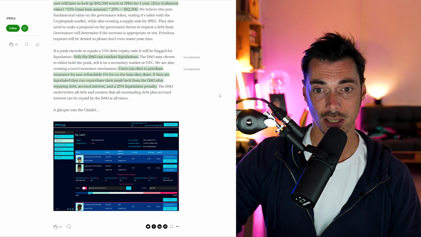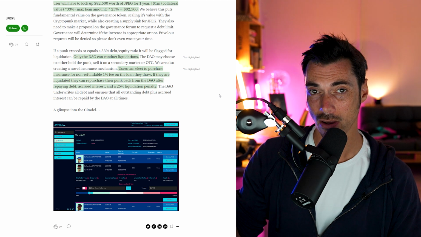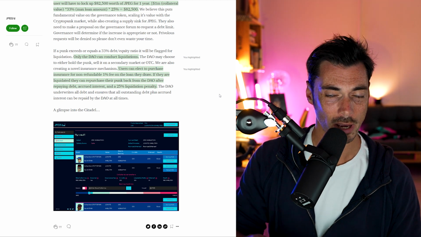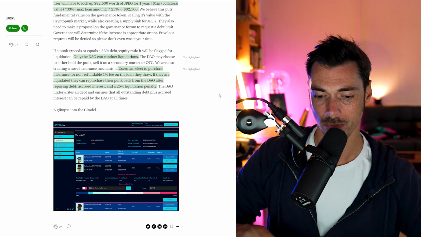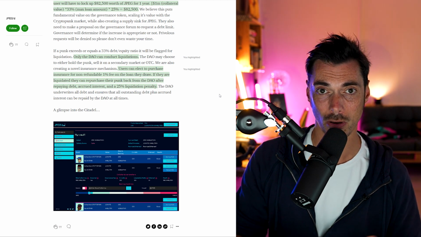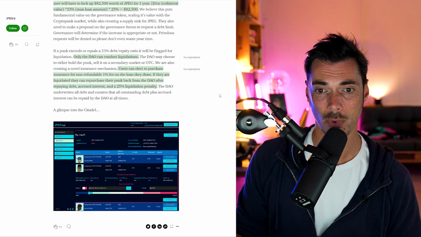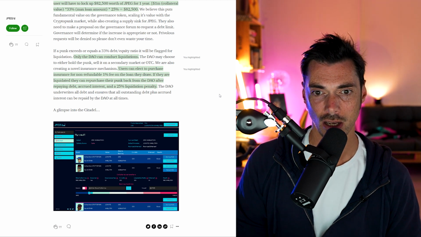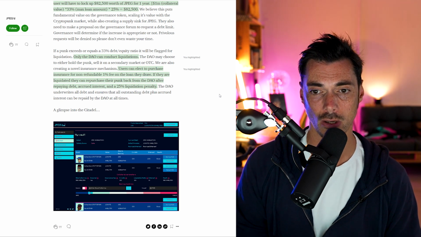Liquidations. If a punk exceeds or equals a 33% debt equity ratio, it will be flagged for liquidation. Now, on Maker, when an account gets close to a liquidation, it gets flagged, and then bots can come along and execute that liquidation to keep the protocol safe. That's not going to happen here. Only the DAO can conduct liquidations. So that DAO may choose to either hold the punks, sell it on a secondary market, or OTC.